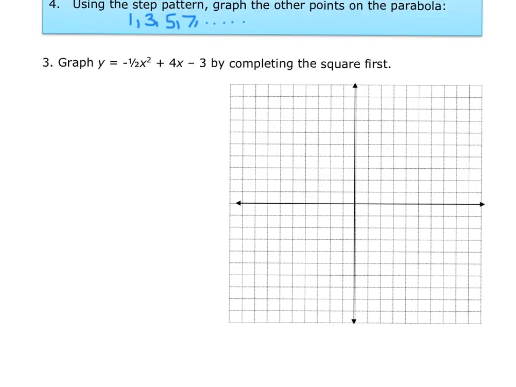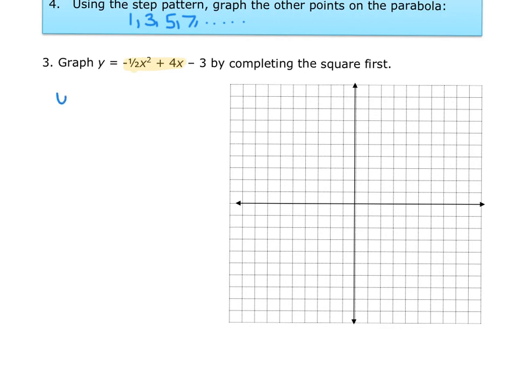So the example that we will look at is graphing y equals negative one half x squared plus 4x minus 3 by first completing the square. We talked about the steps for completing the square in the previous video, so we will apply those here. The first step is to take out a common factor, if necessary, from the first two terms. It is necessary here because there is an a value of negative one half, so we will do that.